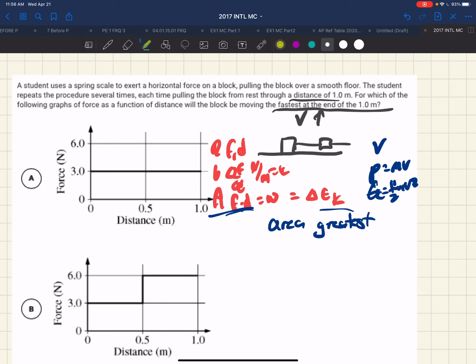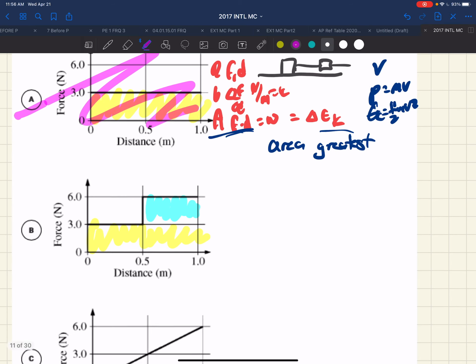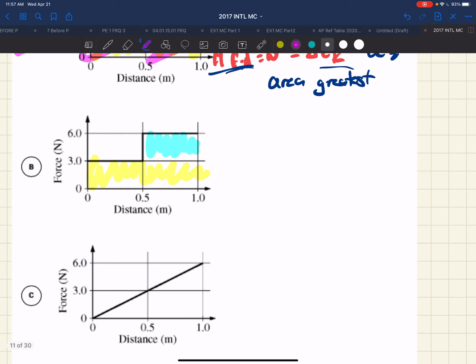So we see this area here. We see this area here. So we can see the area is greater in B than A, so we could take choice A out of the mix. And now we compare B with C.